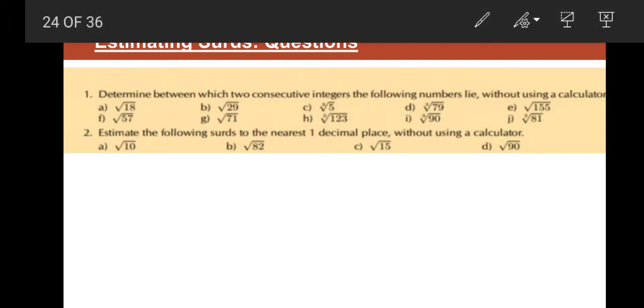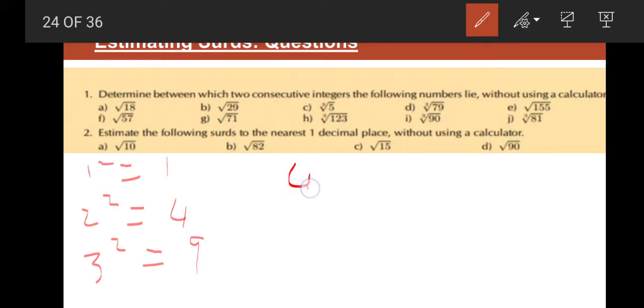So just as we have done in the previous example, we will have to list some few perfect squares. If you square 1, you will get 1 as your perfect square. If you square 2, you will get 4. If you square 3, you will get 9. And if you square 4, you will get 16 as your perfect square.